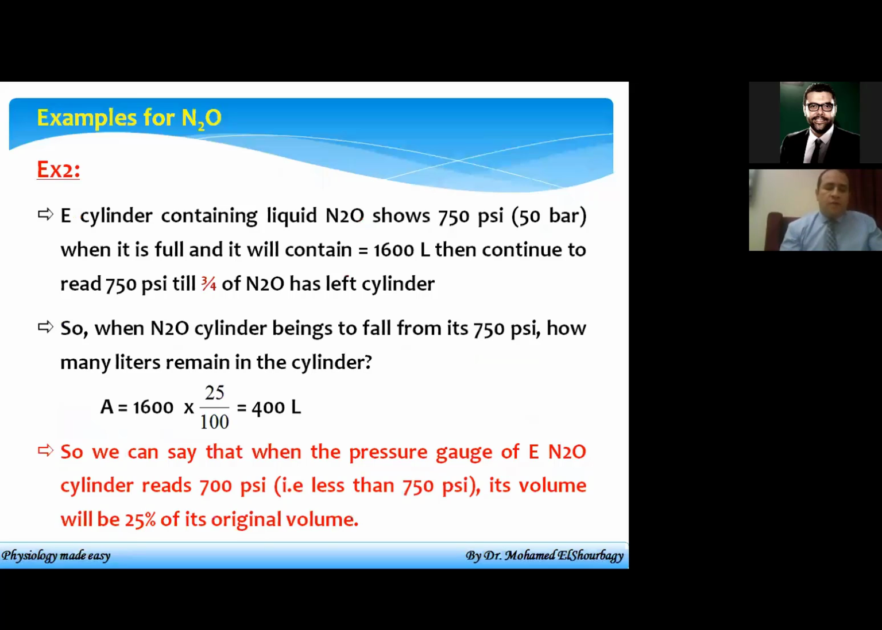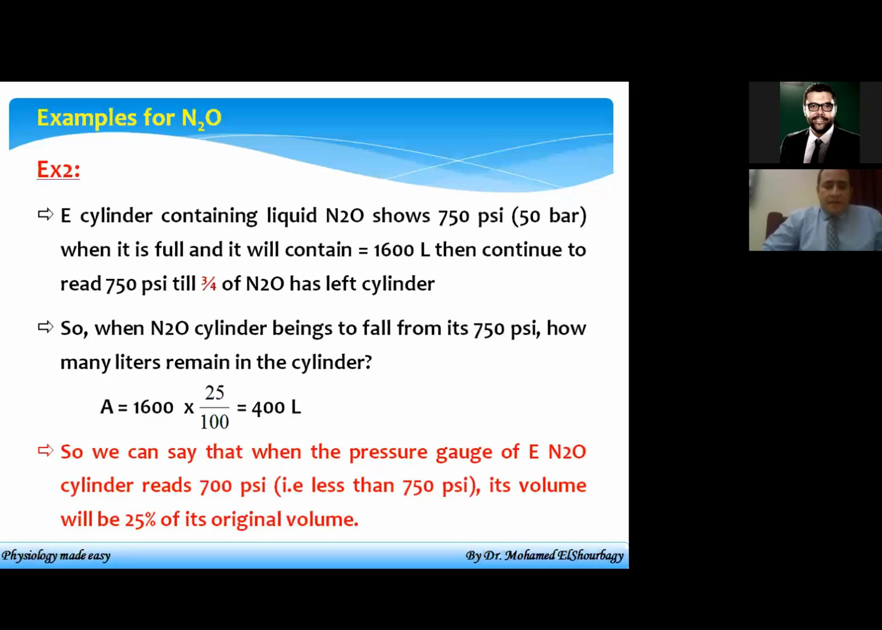When it's full, it will contain 1,600 liters. Then continue to read 750 pounds per square inch until 3/4 of the nitrous has left the cylinder. So when the nitrous cylinder begins to fall from its 750 pounds per square inch, how many liters remain in the cylinder? The answer: we will multiply 1,600 by 25%, which equals 400 liters.